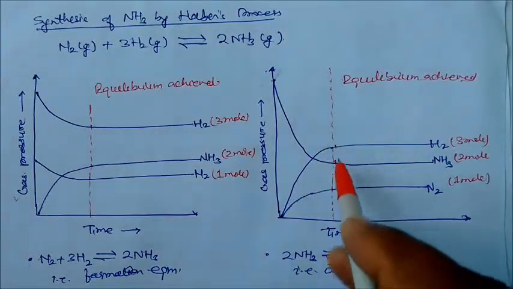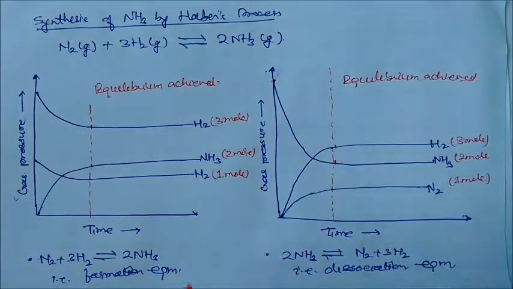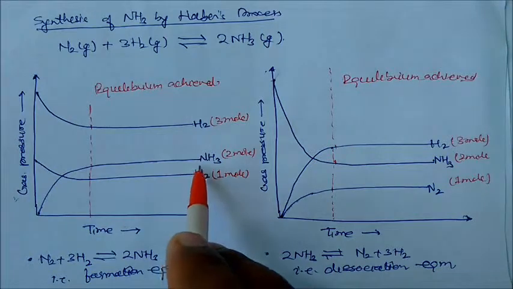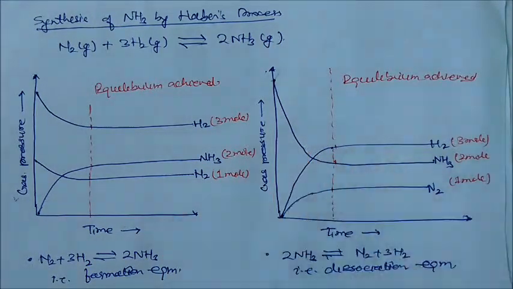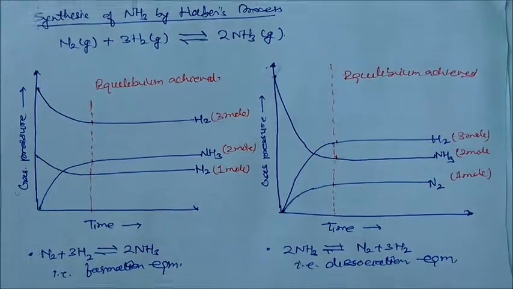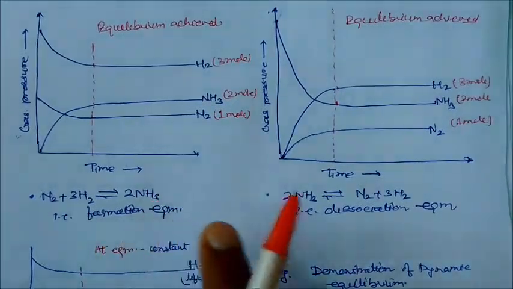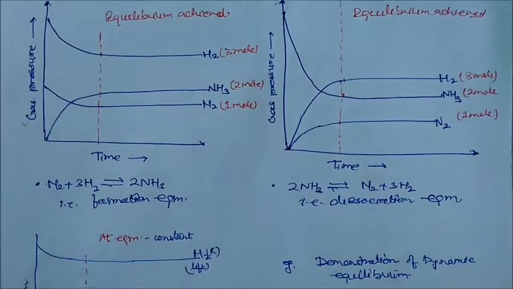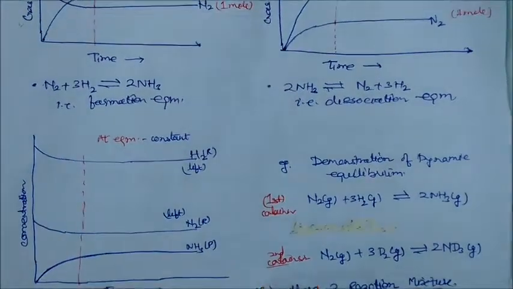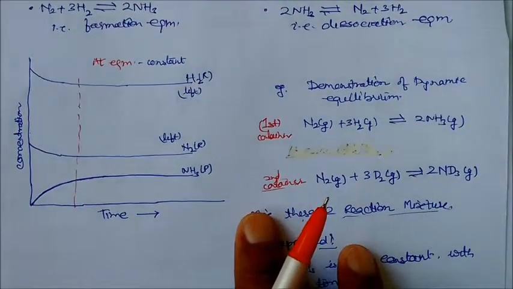This is in terms of pressure. So this is your forward reaction, this is your backward reaction. So we can see here, this is the formation equilibrium and this is the dissociation equilibrium. Similarly, we can use these terms in concentration also.